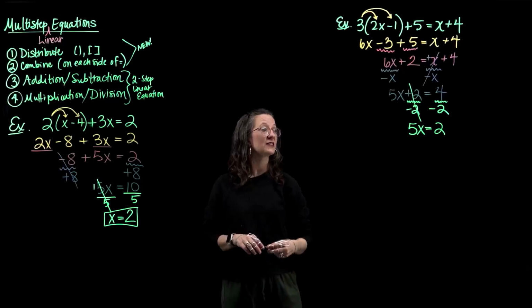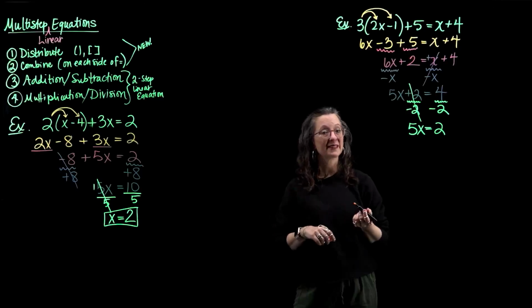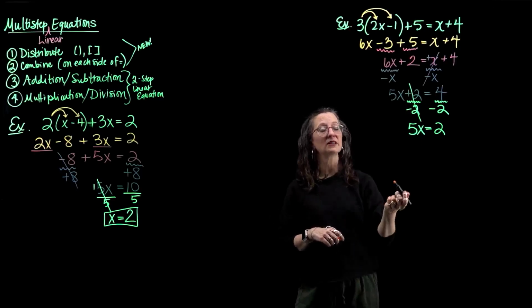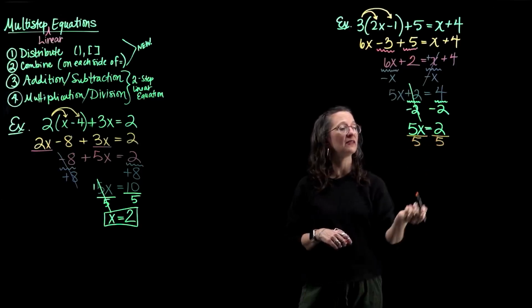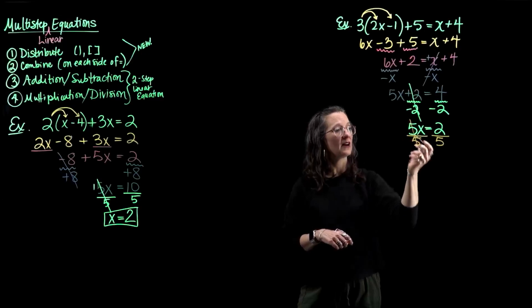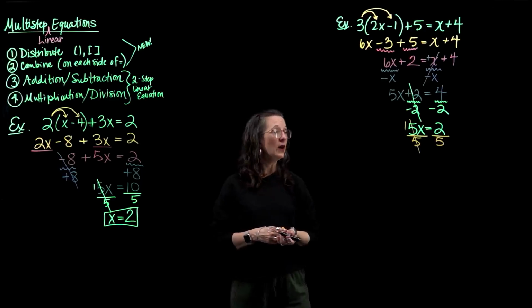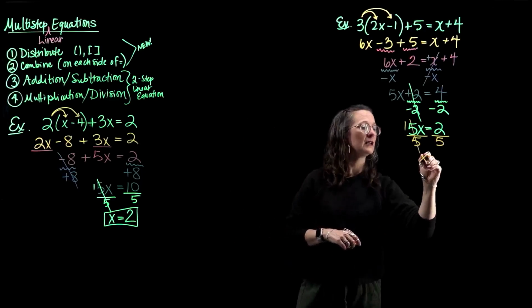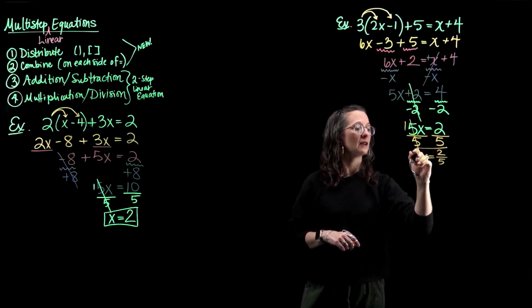All right, one final step. 5x equals 2. That's a one-step equation. X is being multiplied by 5. So to undo that, we will divide by 5. 5 over 5 gives me 1. So on the left-hand side, I have 1x, or x, is equal to 2/5.